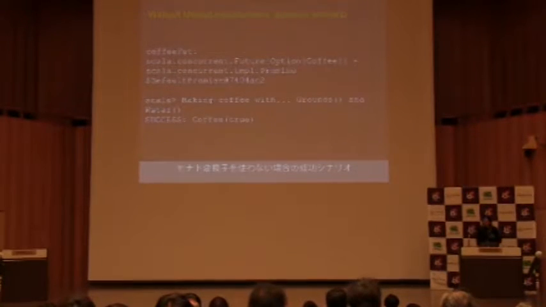So let's look at what happens when we execute it. So pretty straightforward. We get a future of option of coffee. We get the log line that prints out, and we get a success coffee case class.